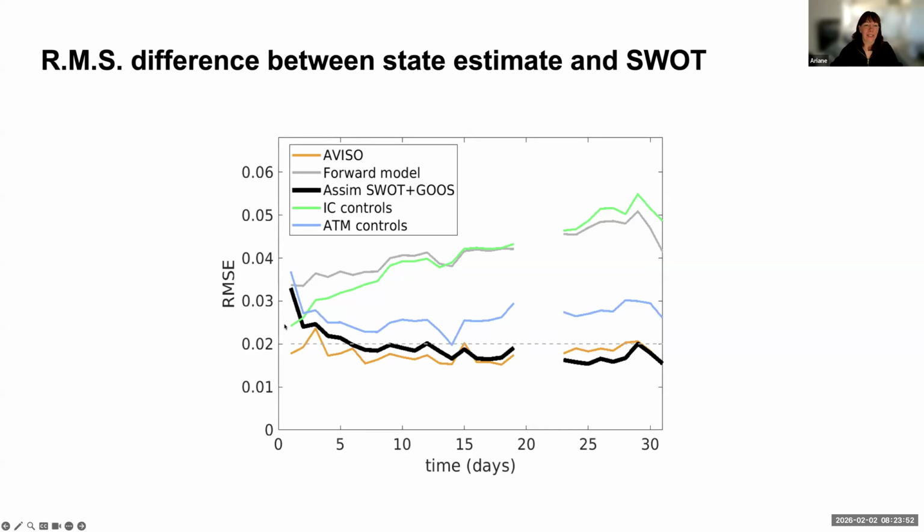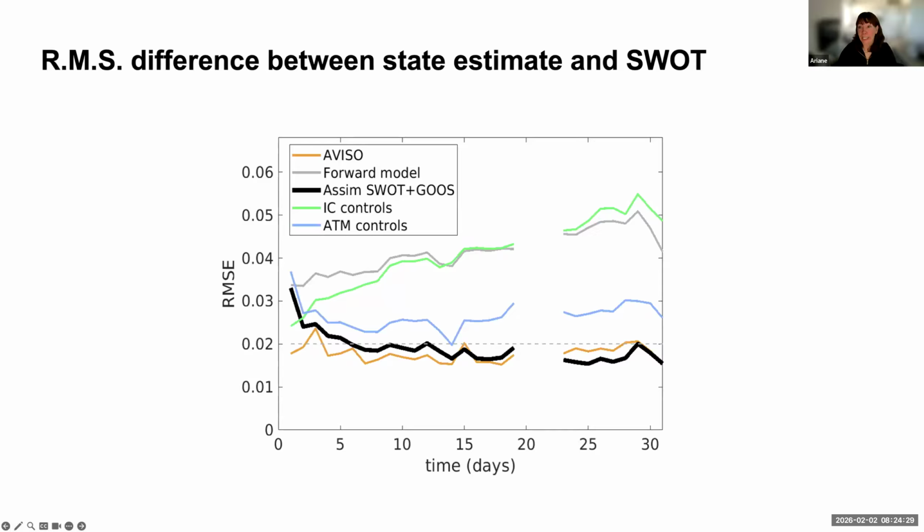So this gives us a hint of what's happening here at the beginning of the state estimate. It looks like the initial controls are working toward reducing the misfit on day 0, but their effect only lasts for the first week, really, and then it gives us a higher error near the end of the simulation, whereas the atmospheric controls are working against that.